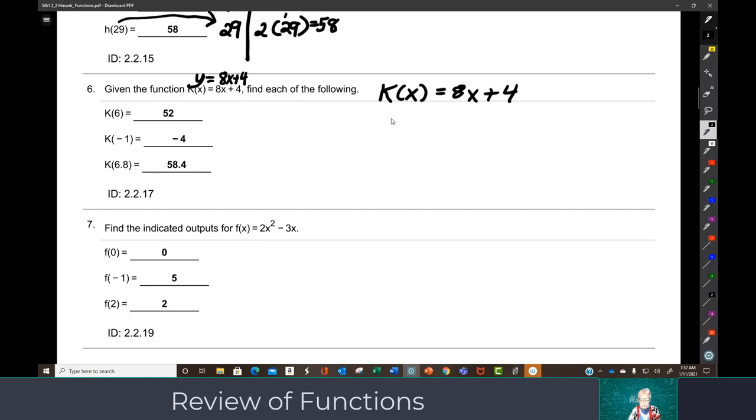Okay, now, K of... equals 8 times 52. Notice it goes where the X is, plus 4. And K of, it's not 52, that's the answer. But if 52 had been in the parentheses, that's what we'd have. No, I have to look here. K of 6 equals 8 times 6 plus 4. That means I've got 48 plus 4, which is 52.